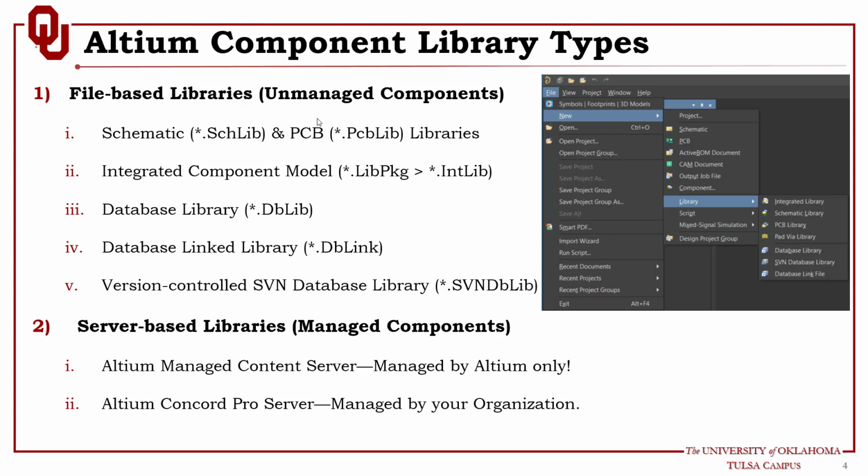Now, server-based libraries. The first one we'll talk about is Altium Managed Content Server. These are free. You can access them from the Explorer panel, as we will see later on. But for Altium Concord Pro Server, you need to have a subscription. It's a special subscription you need to pay for. If you already have a Vault server subscription or an Altium Nexus subscription, you can upgrade to Altium Concord Pro Server for free, so you don't have to pay for it.